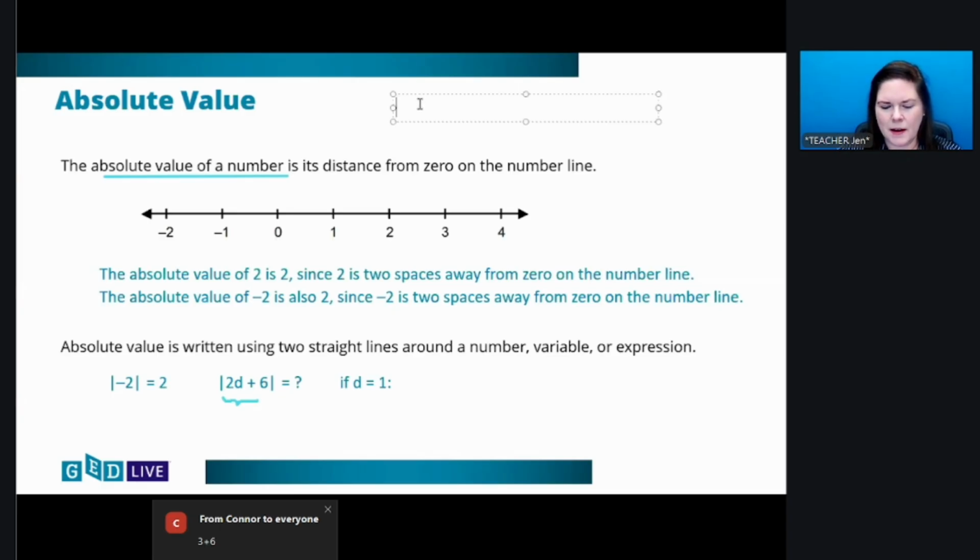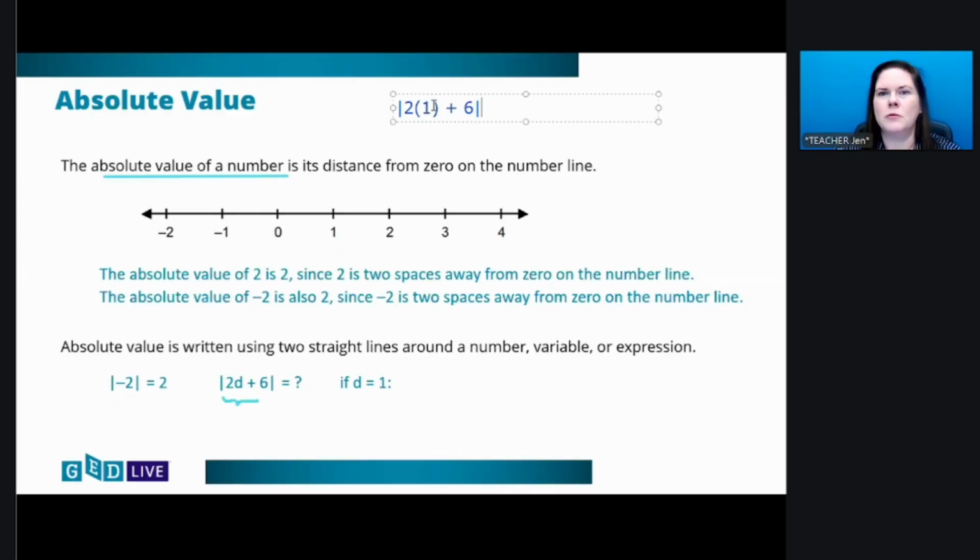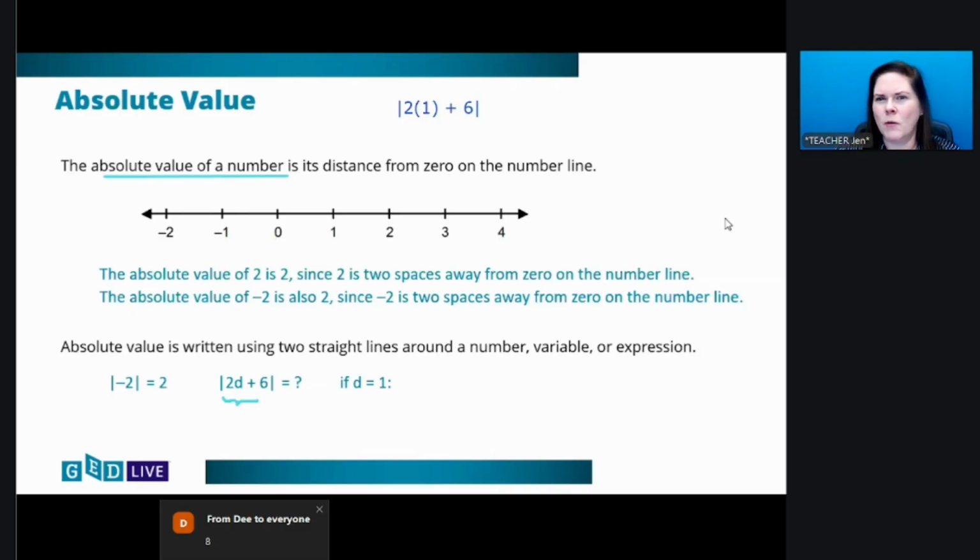Follow me here at the top. I'm going to put 2 times 1 plus 6. So we're looking at the absolute value of 2 times 1 plus 6. So if you were to simplify that out inside the absolute value bars, we're looking at the absolute value of what number? Yes, so this would be the absolute value of 8.